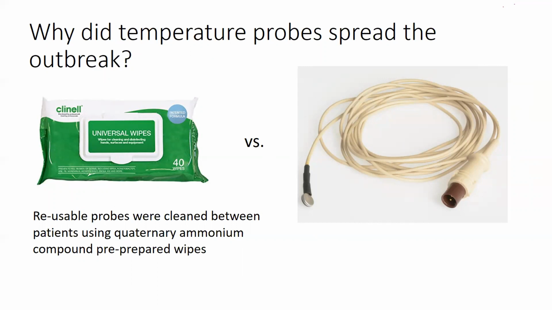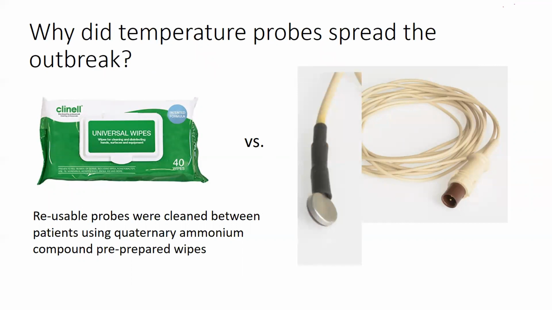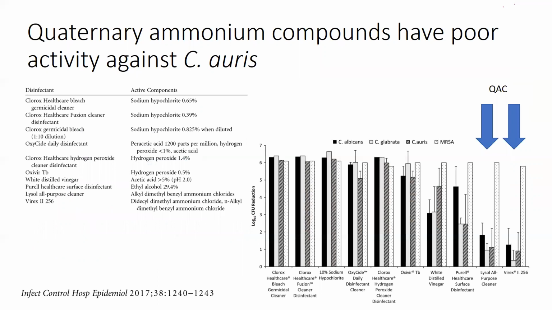But if we zoom in at the end of the probe there, you can see that around the metal bit, you've got this rubber sheet, but it's got this gap underneath it, which is really difficult, if not impossible, to clean effectively. So there's definitely something about the structure of these probes that promoted persistence of Candida auris. The other thing, though, that we didn't know at the time, is that these wipes contain quaternary ammonium compounds as the way of disinfecting.